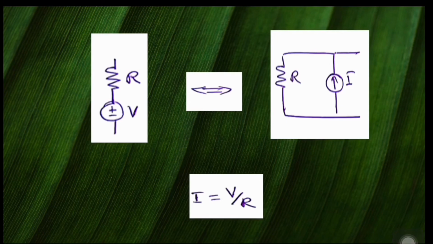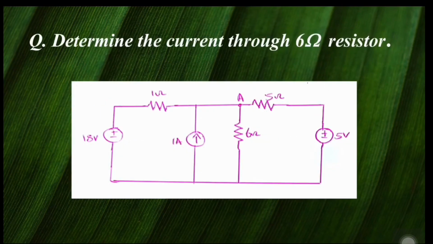Coming back to our question, this is the network to be analyzed. Now you tell me how many practical voltage sources are present in this network. Alright, here we have two practical voltage sources. This 18 volt with a series connected 1 ohm is the first practical voltage source, and this 5 volt with a series connected 5 ohm resistor is the second practical voltage source.